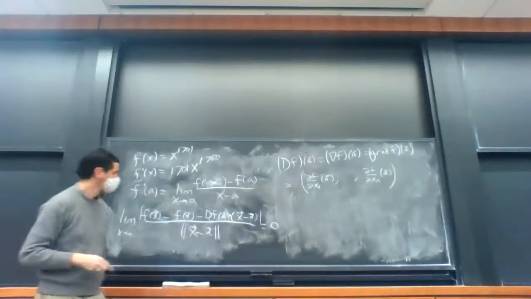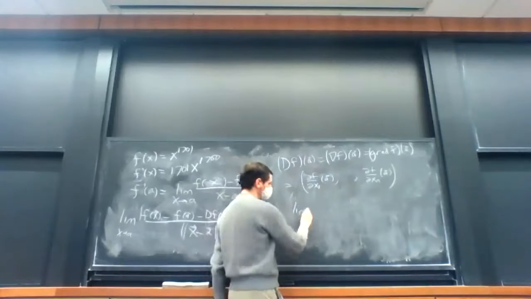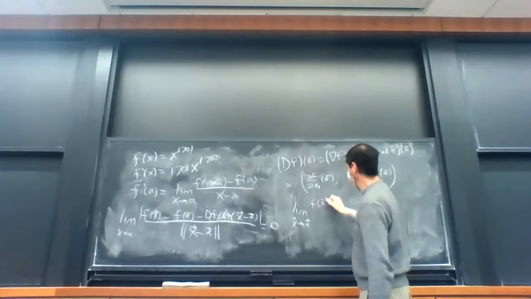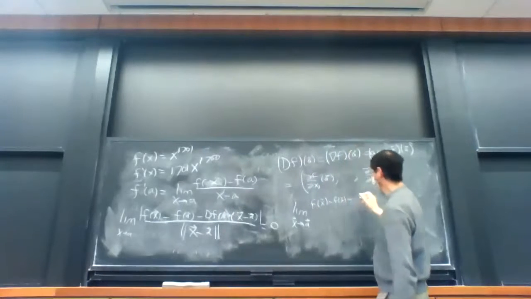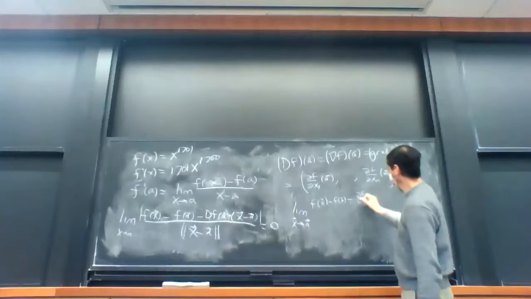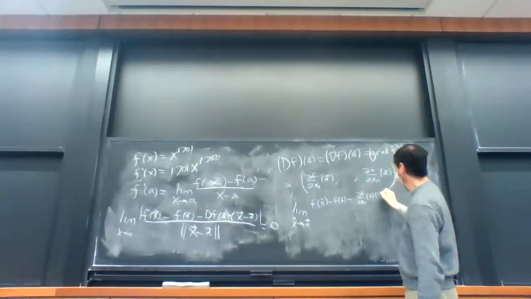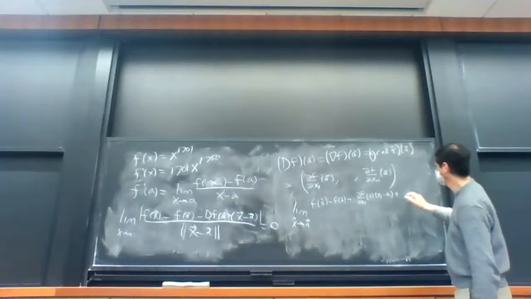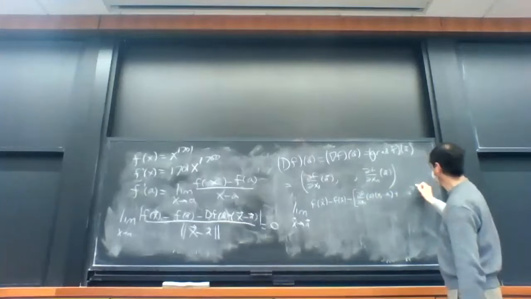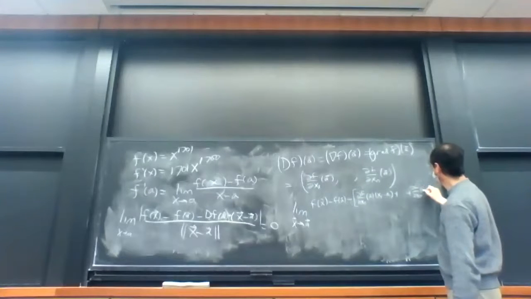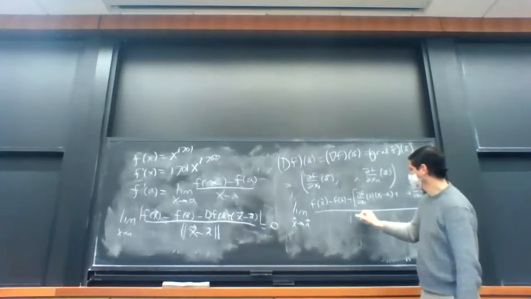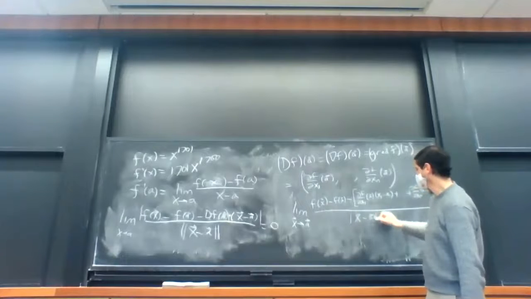When we plug that in, this is basically the same as saying we're looking at the limit as x goes to a of f of x minus f of a minus, in brackets, df/dx1 of a times x1 minus a1 plus ... plus df/dxn of a times xn minus an, all divided by the length of x minus a.